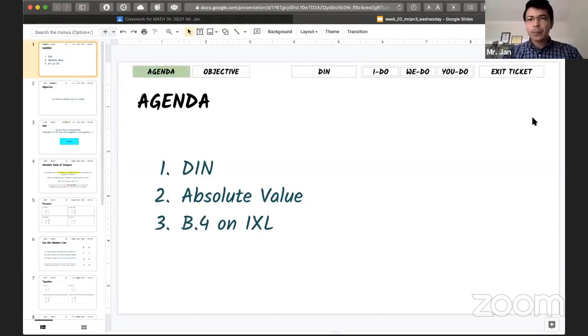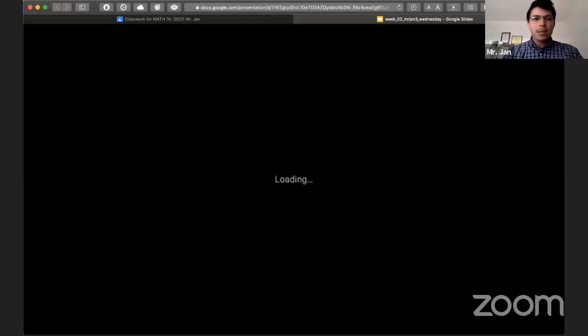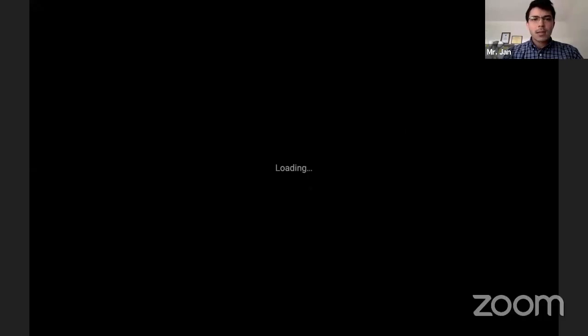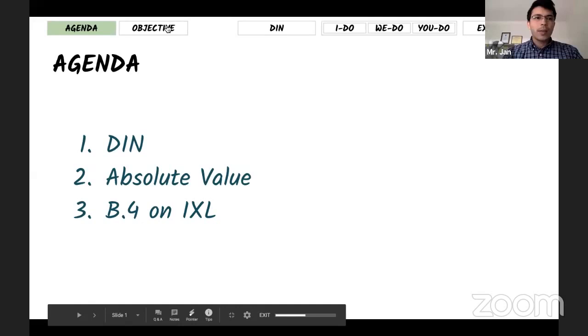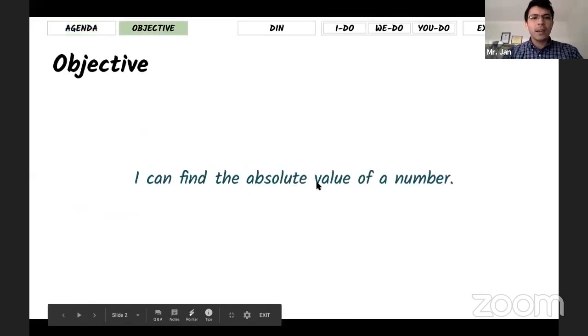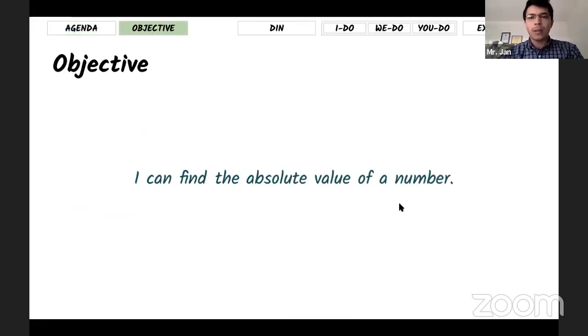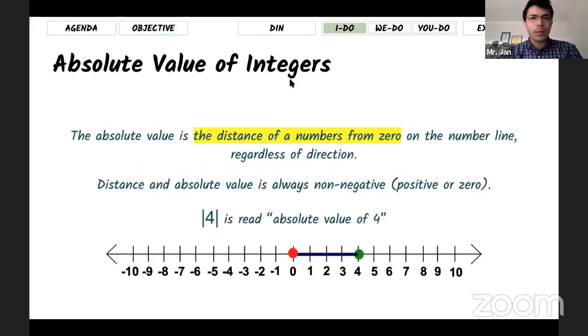So today, let me click present. Okay, so today's objective is I can find the absolute value of a number. And we also talk about the meaning of absolute value, why we need this, who invented this, okay? So, let's start on the first slide.